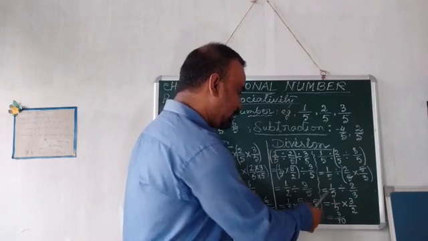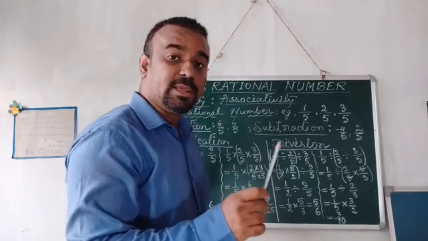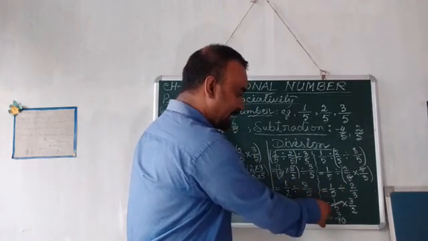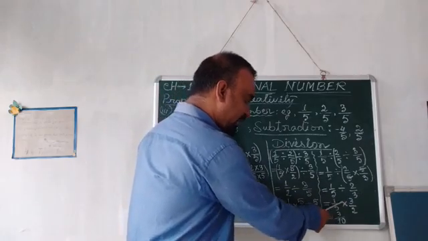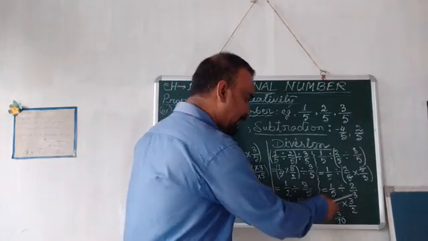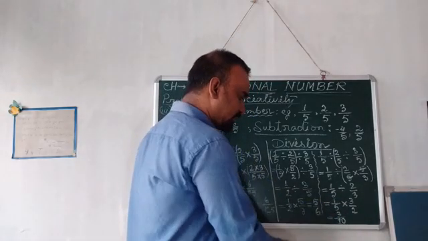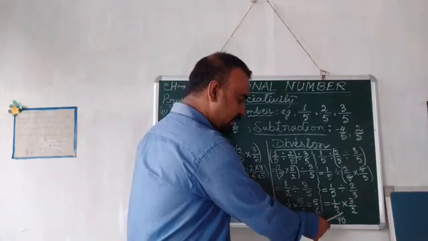On the next step, what we are having? 1 by 5 divided by 2 by 3. Again, this divide symbol changes to multiplication. So in this step, it will be 1 by 5 into 3 by 2. The number gets reciprocated and becomes 3 by 2. So on the top, 1 into 3 will become 3, 2 into 5 will become 10. So the result becomes 3 by 10.